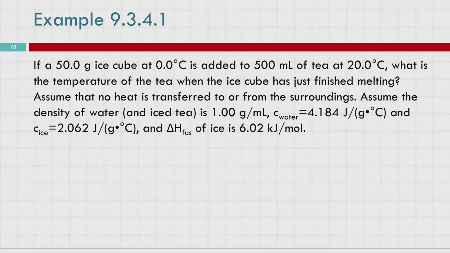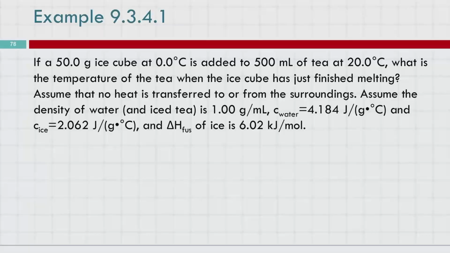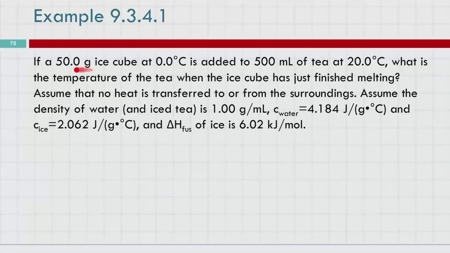Here it is. This is actually a shorter version. So in this example, if a 50-gram ice cube at 0 degrees Celsius is added to 500 milliliters of tea at 20 degrees Celsius, so we've got ice, we've got tea. What is the temperature of the tea when the ice cube has just finished melting? So as soon as the ice is gone, what's the temperature of the tea?